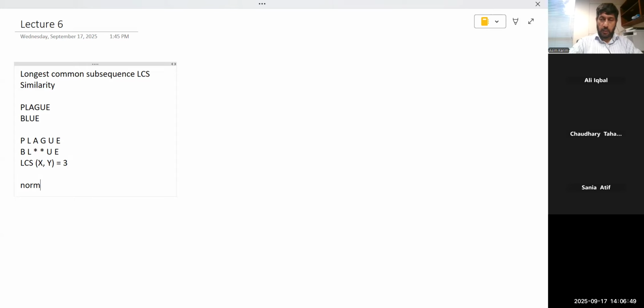You can also have a normalized LCS, which is simply LCS divided by the minimum of the length of X and the length of Y. So in this particular case, LCS was 3, the minimum length is for blue, which is 4. So you will get a normalized similarity between 0 and 1.